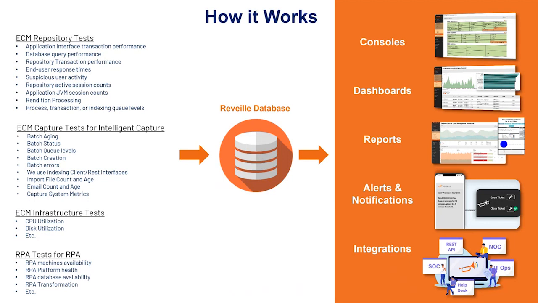Once that information is in our database, okay, then we can set thresholds against that data and see how things are performing, and is it performing at an acceptable level for you. That's how we populate our dashboards, our consoles, our reports. Reveille also has an alert and notification engine where we can send information to the user community that needs to be alerted when something's going wrong. And we have out-of-the-box integrations, so we can work with things like ServiceNow or any of your other ticketing systems or your dashboarding systems that you already have in-house.